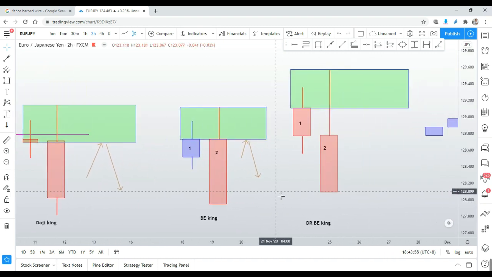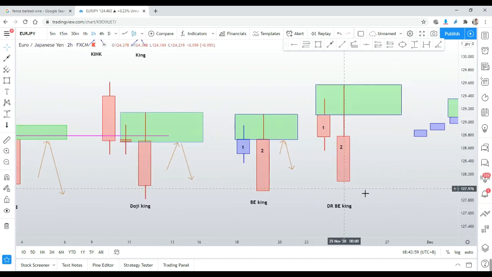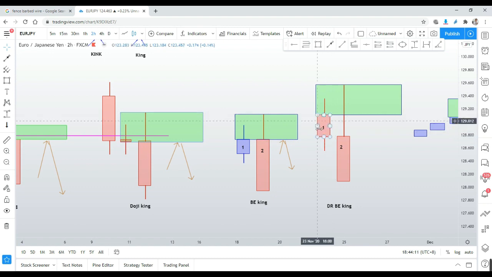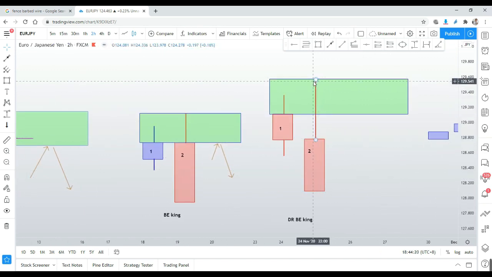Now we have the fourth type, or the last type of king, which is the double red bearish engulfing king. The difference between type 4 and type 3 is that this is a bearish engulfing too. This is a red candle, a bearish candlestick too. The only thing that makes it different is the shadow. This shadow engulfs the whole body and the shadow of the first candlestick over here.